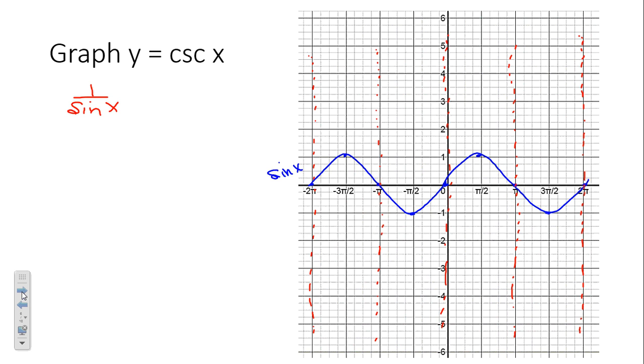Okay? Now let's think about what happens at pi over 2. The sine of pi over 2 is 1. So what's the cosecant of pi over 2 going to be?